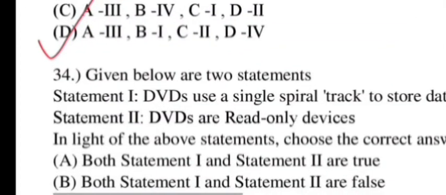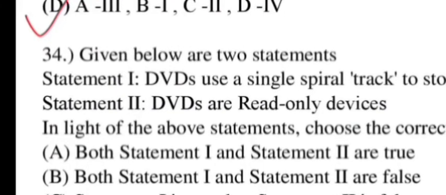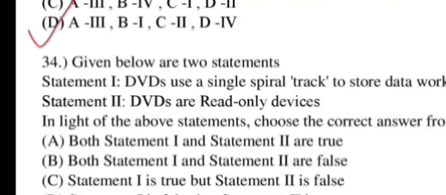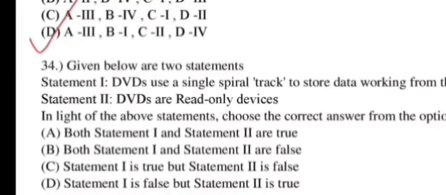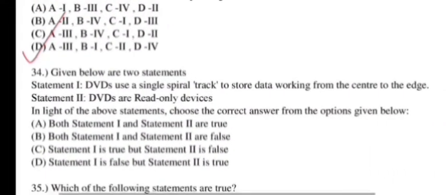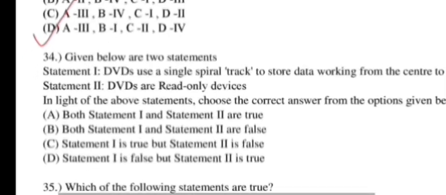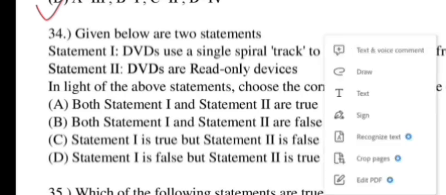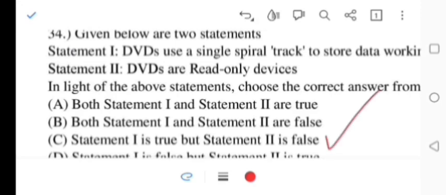34 says, given below are two statements. One says DVDs use a single spiral track to store data working from the center to the edge. 2 says DVDs are read-only devices. In light of the above statements, choose the correct answer from the options below. As usual, the options are given. I will not reiterate it. Please try to read it by yourself. 34 correct option will be number C. That means statement 1 is true but 2 is false. Okay.